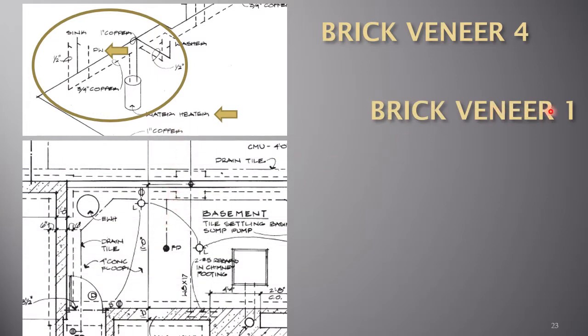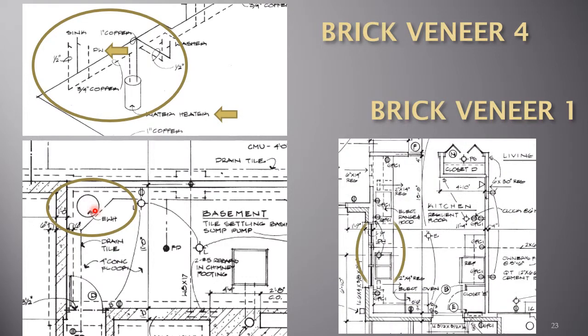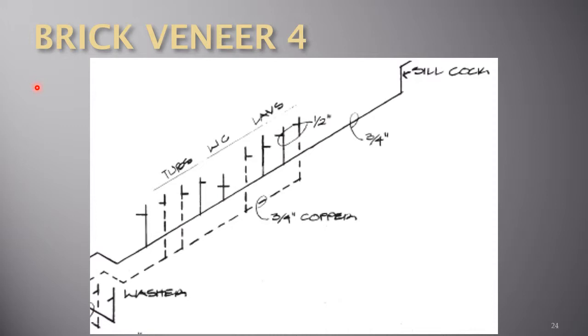Now, when we turn to brick veneer 1 drawing and we look at that area, we see here the electric hot water heater. So this is where the water line is coming into and coming out from. And here we see the sink with its hot and cold, and the dishwasher. So that helps us get an idea of where this piping is going to.